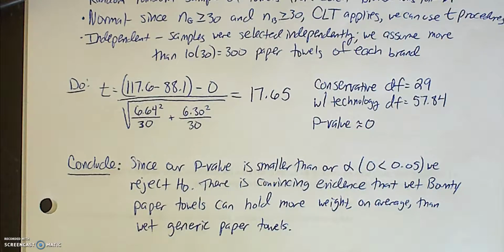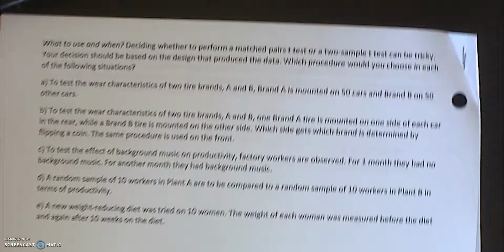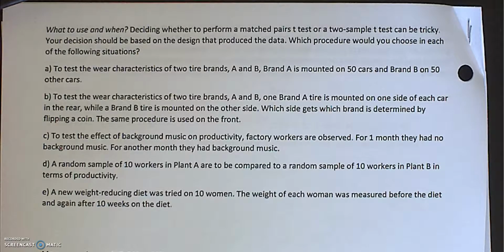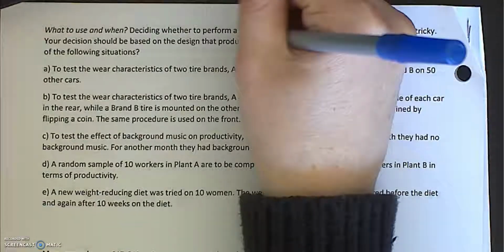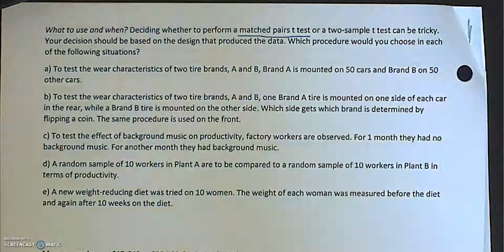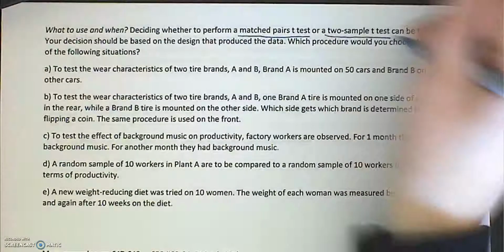Tomorrow in class, you will be doing the examples that follow this, as well as, on the very last page, figuring out when do we use what? When do we use a matched pairs, which we learned about in the last chapter, or a 2-sample t-test, which we just learned about today.